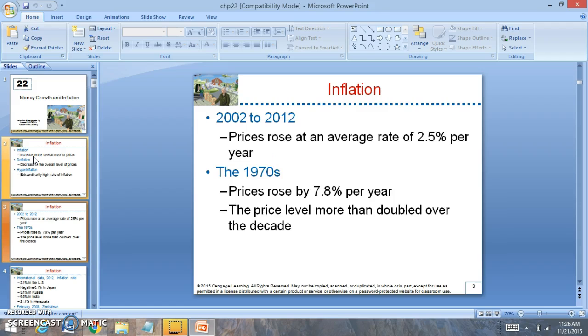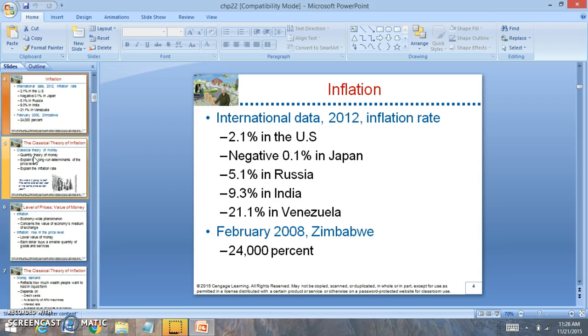When we look at inflation, inflation on average rose about 2.5% per year between '02 to 2012. But in the 70s, prices rose about 8% per year. You notice that the government has to deal with these challenges with regard to inflation.